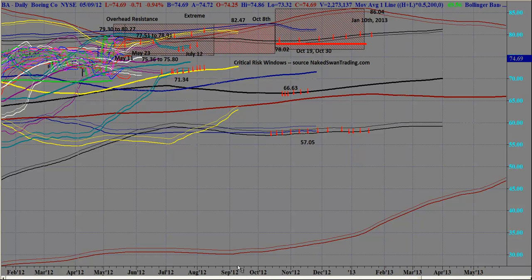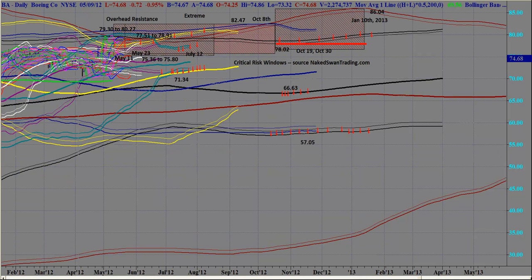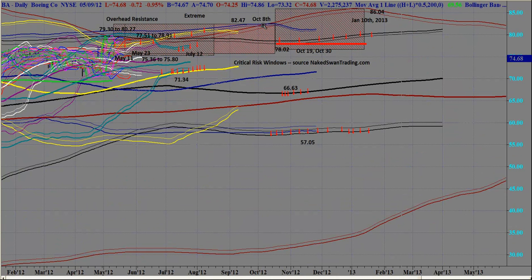So going back to this specific risk map that you're seeing on the screen, it's specifically a high definition risk map that's exclusive to NakedSwanTrading.com. It was developed over a 16-year period, and basically what you see over here is a confluence of boundaries that extend beyond the current price, because the current price is over here. You can see the last print was 74.68, down about 72 cents, or 0.95% today so far.